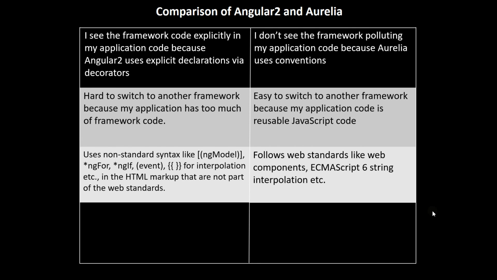Angular 2 uses non-standard syntax like square bracket, parenthesis ngModel for two-way binding, *ngFor, *ngIf for conditional attributes, and parenthesis event for event handlers, and double curly brace, aka mustache syntax, for interpolation, which is not an ECMAScript 6 standard, in the HTML markup. These are not web standards.